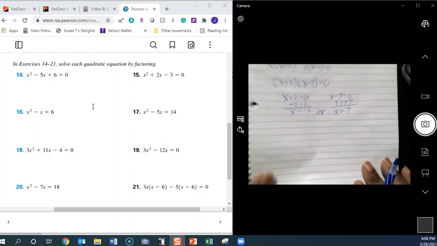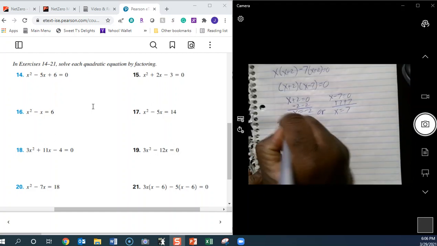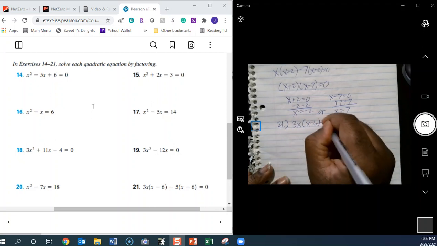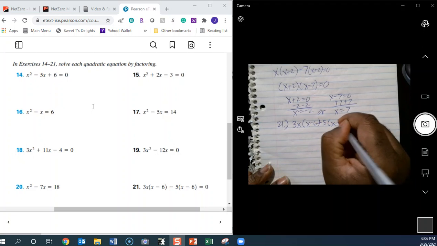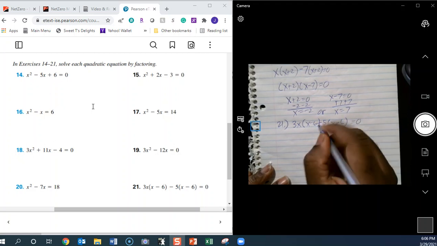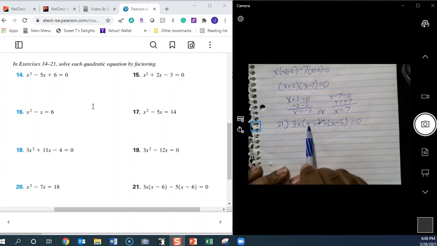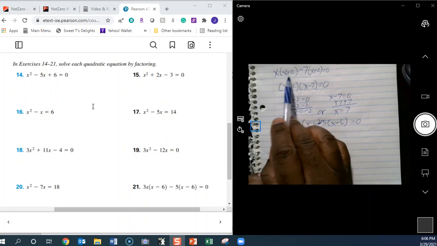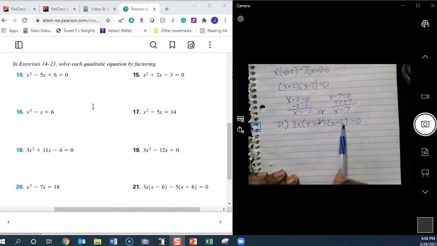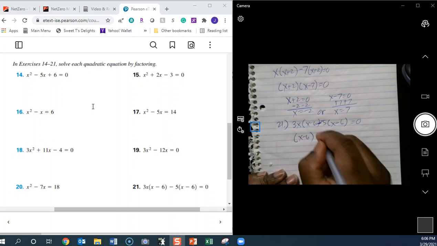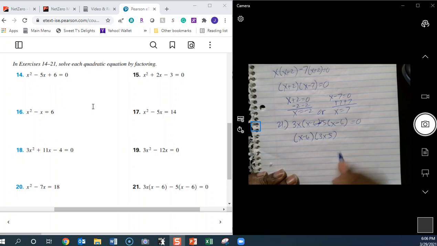So the last problem, last but not least, is problem 21. We have 3x times x minus 6, minus 5 times the parenthesis x minus 6, equals 0. Now, this problem here is not that bad. If you notice here, this is already set up in this form here. Our parentheses are the same. So we could write one of them, and then we could write everything that's on the outside in the second parenthesis equals 0.